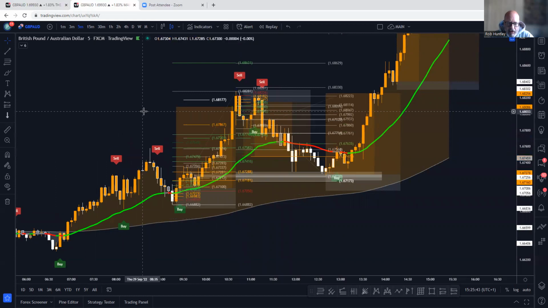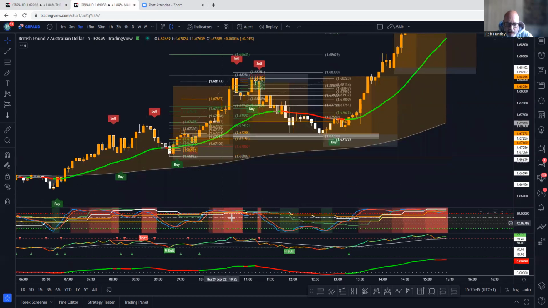So, in fact, let me share with you the other indicator. Many of you will have seen this one before. This is the multi-time frame stochastics. You've got the blue and the red of the 5 minute, the green is the 15 minute, the white is the half hour, the orange is the hour, and the yellow is the 4 hour.